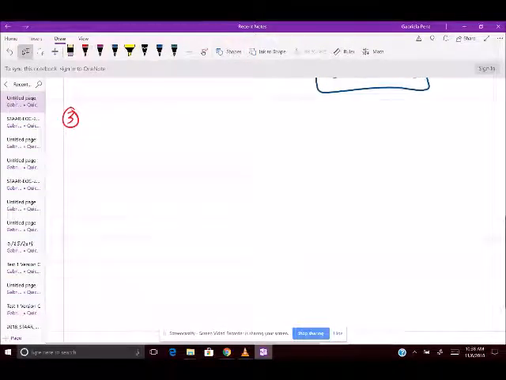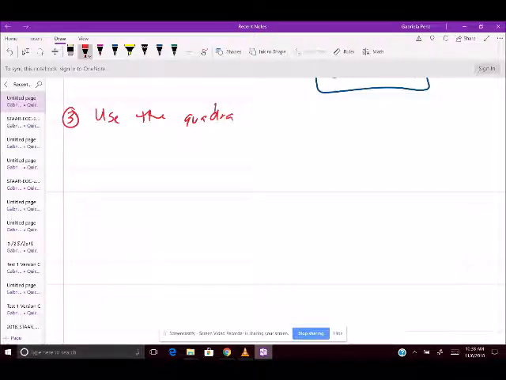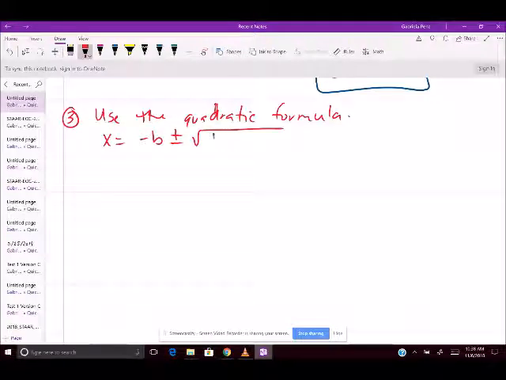Now, for number 3, it's going to say use the quadratic formula. Now, we've already used the quadratic formula. I'm going to write it here. x equals negative b plus or minus the square root of b squared minus 4ac, all over 2a.